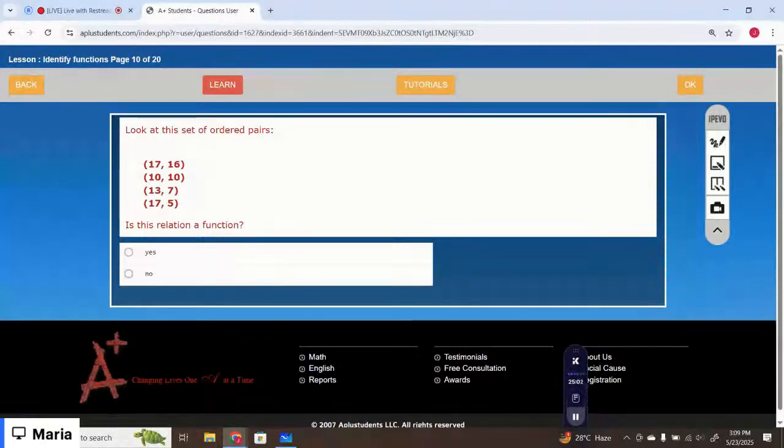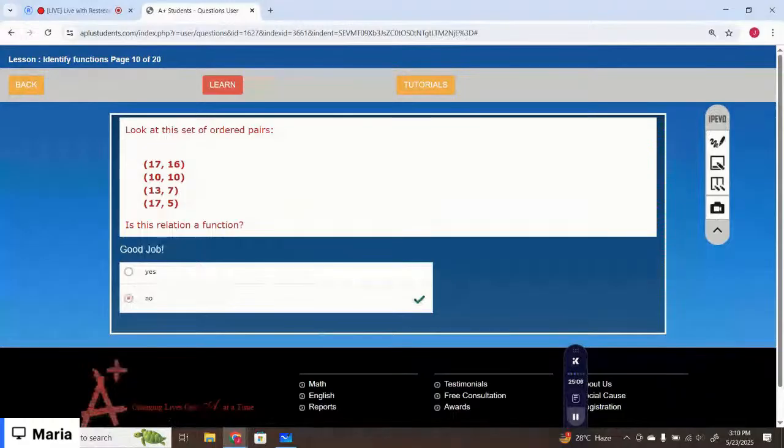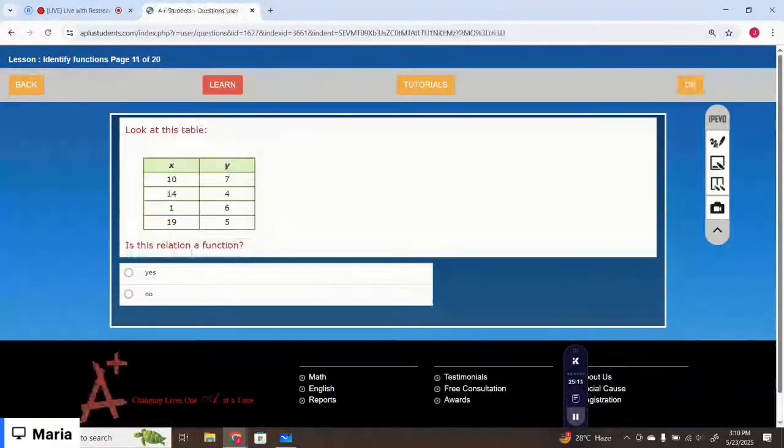Look at the set of ordered pairs. Is this a relation or function? No, that is not a function. The correct option is option number B. You can complete the lesson by yourself every day. Let me move on to the next lesson.